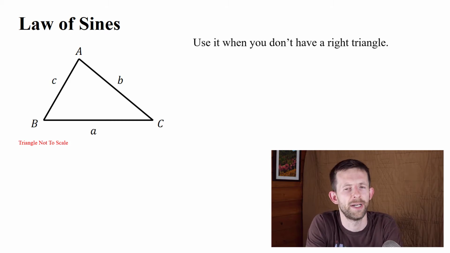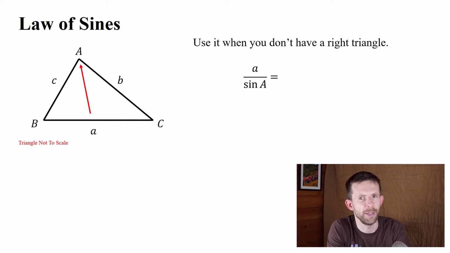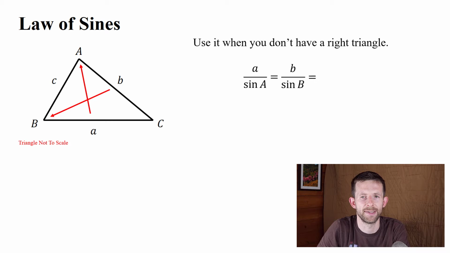We're going to use the law of sines when we don't have a right angle. Notice neither A nor B nor C are right angles. The way this is set up is the side length, in this case a, divided by the sine of the opposite angle, in this case capital A, is the same as side b divided by the sine of the opposite angle, is the same as side c divided by the sine of the opposite angle.